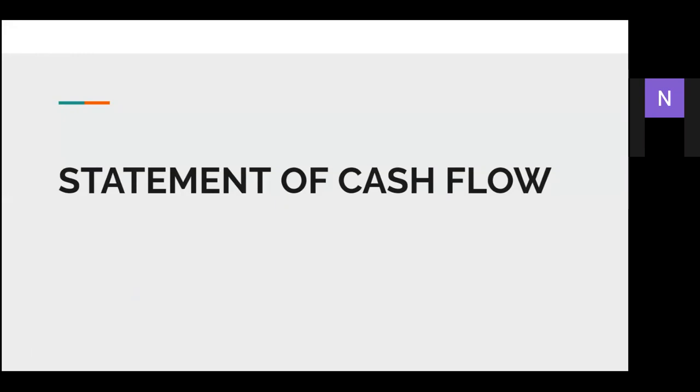So, ano nga ba ang statement of cash flows? The statement of cash flows provides information about the cash receipts and cash payments of an entity during the period. Dito natin makikita yung cash receipts or inflows and cash payments or outflows, at yung net increase or decrease in cash during the period. It also helps to project the future net cash flow of the entity.